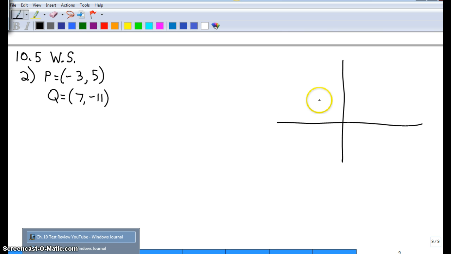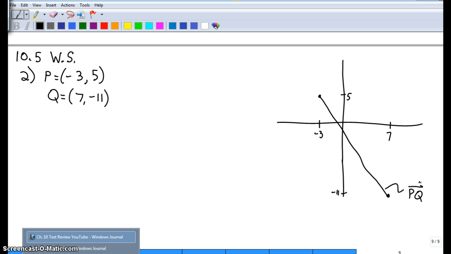you go negative 3, 5, you get a point, and Q is 7, 11, so you go out 7, clear down to 11. So the vector PQ, that's what this is here. Denoted as such. Here, I'll rewrite that.